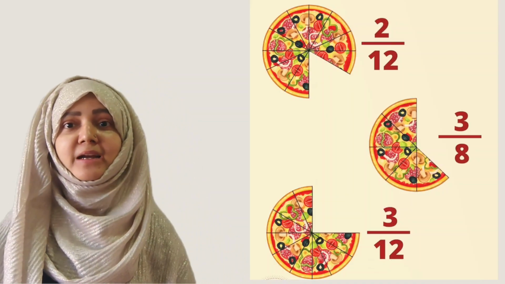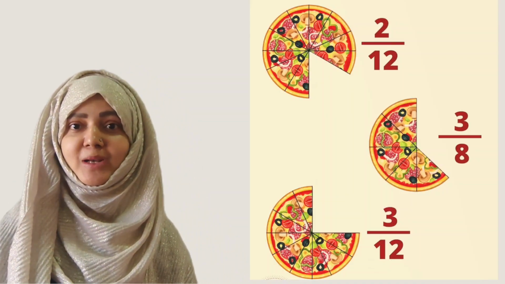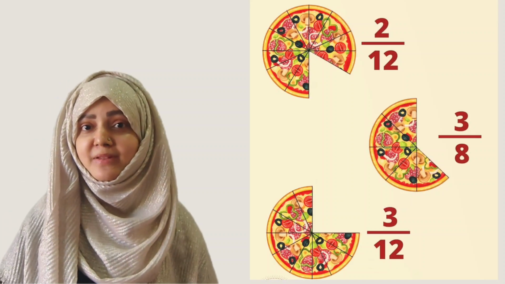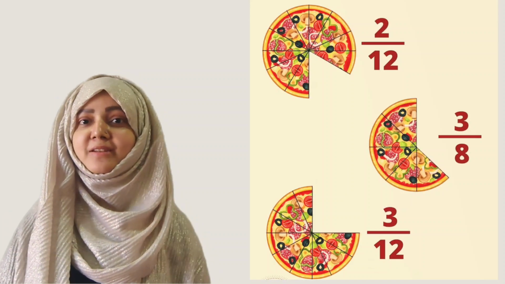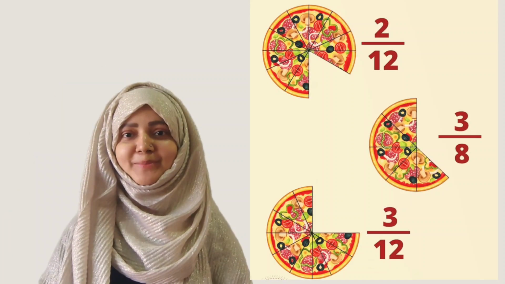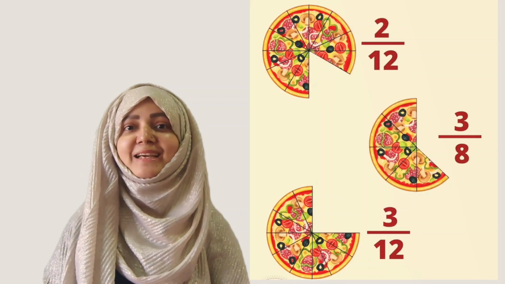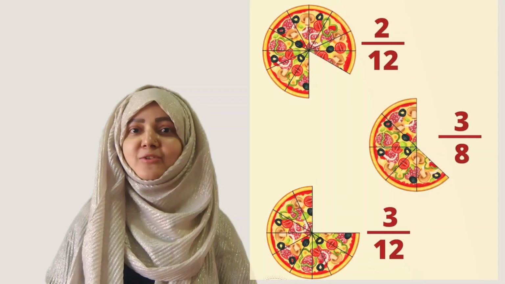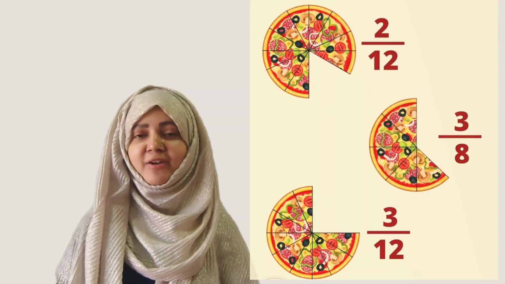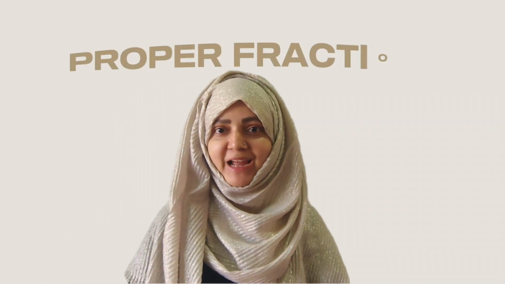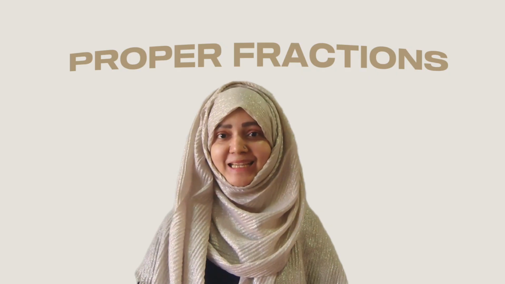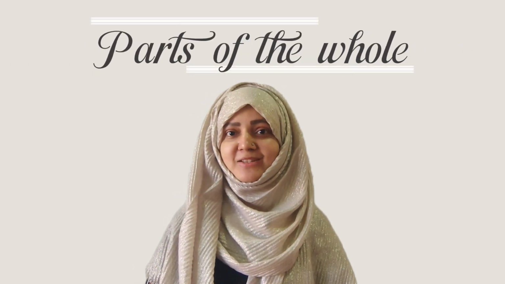The second pizza is cut into 8 equal pieces and 3 pieces are eaten. The fraction is 3 by 8. The third pizza is cut into 12 equal pieces and 3 pieces are eaten. So the fraction is 3 by 12. So all these are proper fractions. You are only taking part of the whole, that is always less than 1.